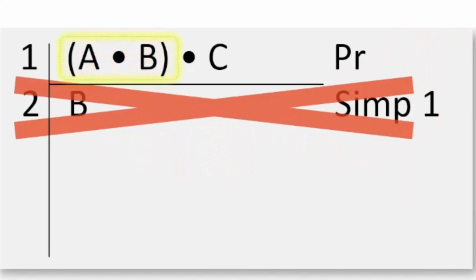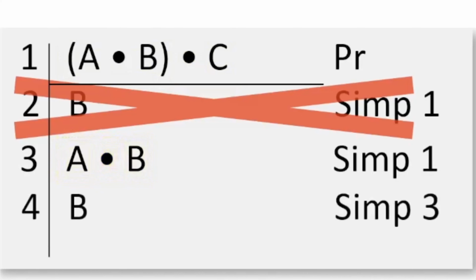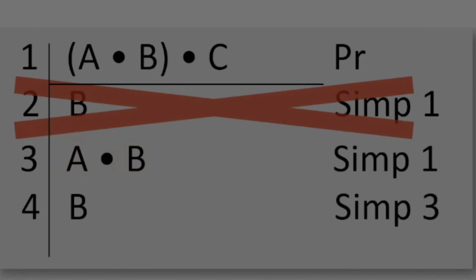The simplification rule sees a conjunction in line 1, but the conjunction has only two conjuncts, C on the one hand, and the conjunction of A and B on the other. So we can apply simplification here, but we can only derive the whole first conjunct. Now that we have derived A and B in line 3, we can apply simplification to that line and derive B.